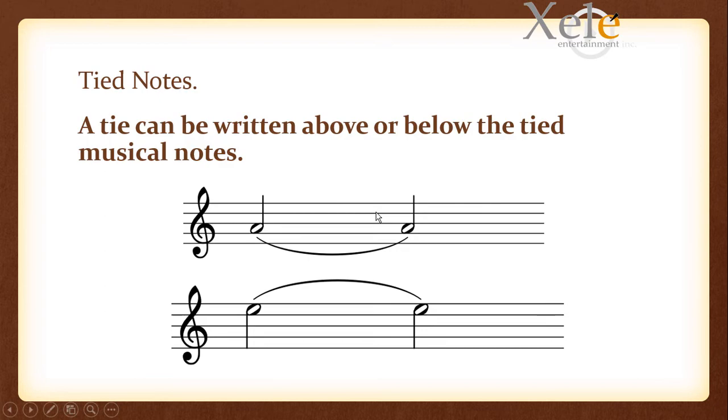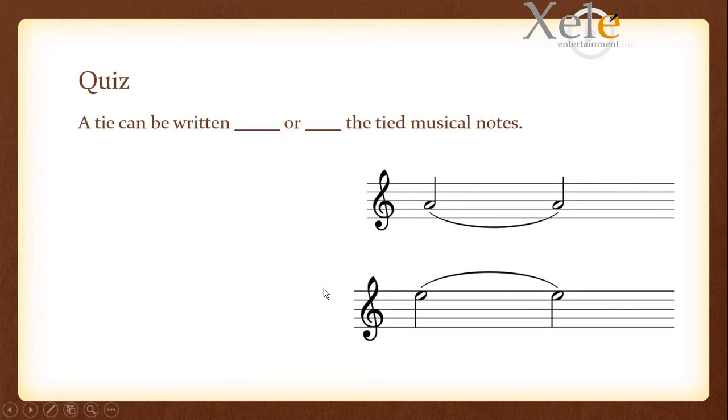So a tie can be written above or below the tied musical notes. What I'm trying to say here is that I can write my tie this way, with the tie being under the notes, provided it is pointing to the note head. And I can write it above the notes like that. Again, as you can see, the tie is pointing to the note heads. Quick quiz, a tie can be written dash or dash the tied musical notes. The answer should be below or above.